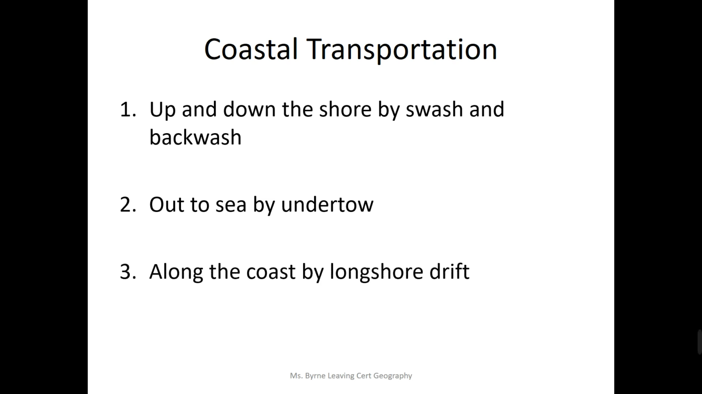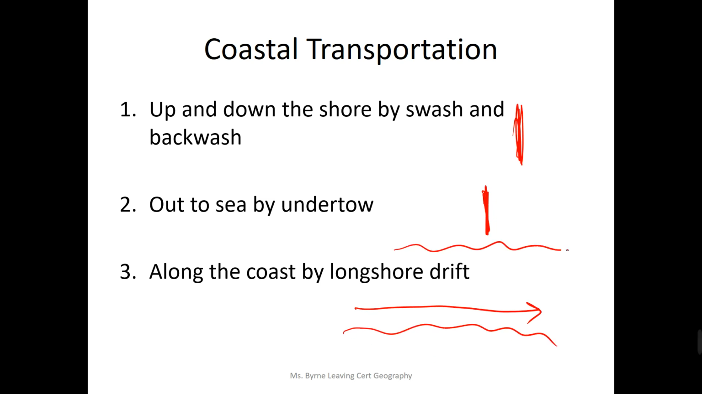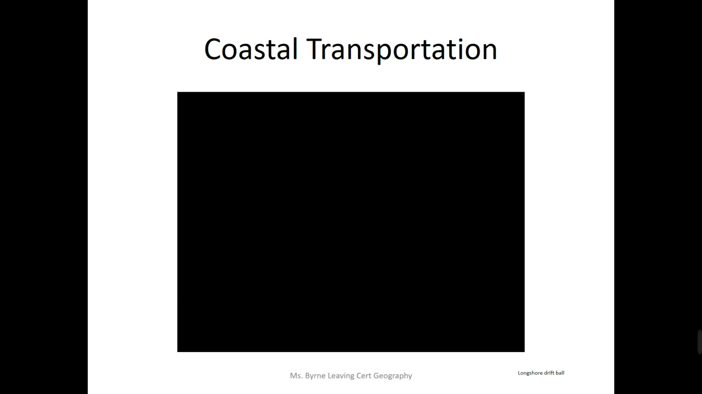And then the last way they're transported is along the coast. So here the material goes up and down, here the material goes up and down, but here it goes along the coast. So if this is the coastline here, it's transported along it. If this is the coastline here, the material just goes up and back. If this is the coastline here, the material goes up and back. Okay, so longshore drift can actually transport material from one part of the coast to another part of the coast, and that's what we're going to be talking about now.